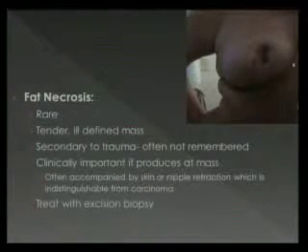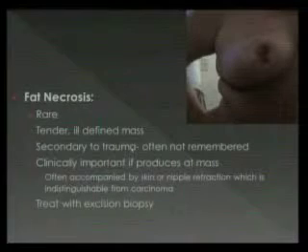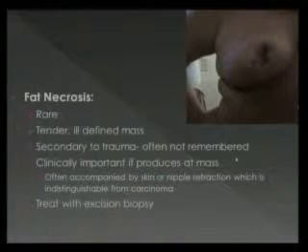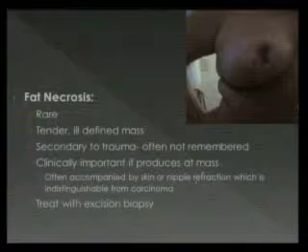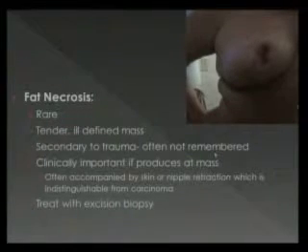So here you can see this is fat necrosis, and this is rare. This usually presents as a tender, ill-defined mass, and it's secondary to trauma. Often the patients don't remember the trauma. It's clinically important if it produces a mass, and you need to work this up. These masses are often accompanied by skin or nipple retraction, as you can see here in this picture, and it's indistinguishable from a carcinoma. Therefore, you need to excise these masses.